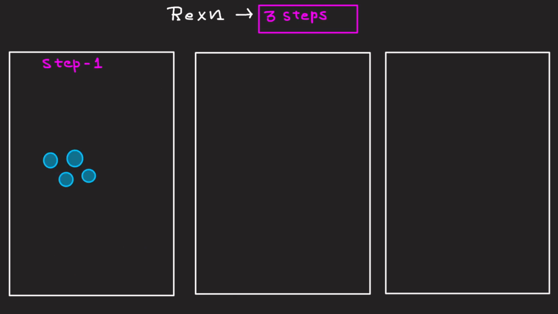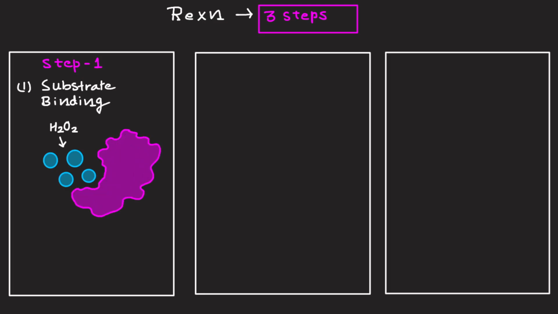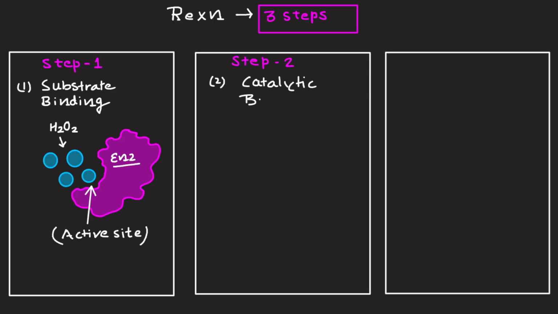Step number 1 is substrate binding. Hydrogen peroxide molecules first bind to the active site of the catalase enzyme. The active site of the catalase enzyme is the site where the substrate can bind. The second step is the catalytic breakdown. In this step, the enzyme speeds up the decomposition of hydrogen peroxide into water and oxygen gas. Right over here, hydrogen peroxide will be converted into its products, which are water and oxygen.